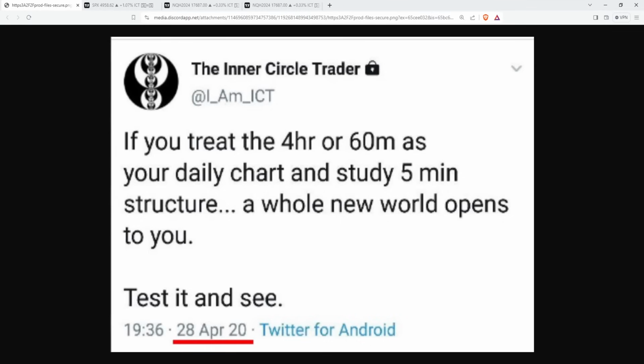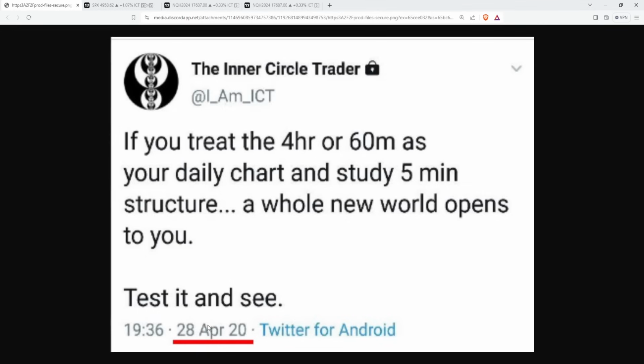If you treat the 4-hour or 60-minute as your daily chart and study 5-minute structure, a whole new world opens up to you. Test it and see. There are two main things that ICT students miss out on, and they're the most important things when trying to become more precise using ICT concepts. I'm going to uncover what those two things are in this video.